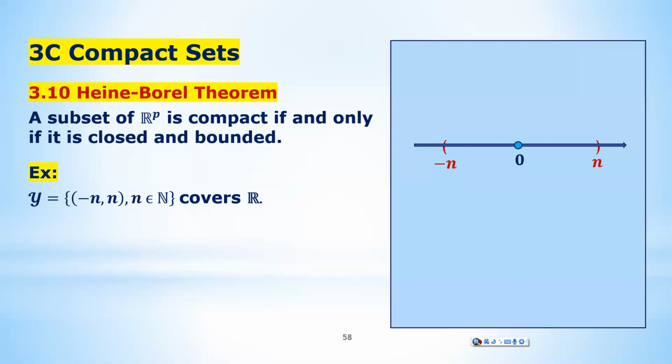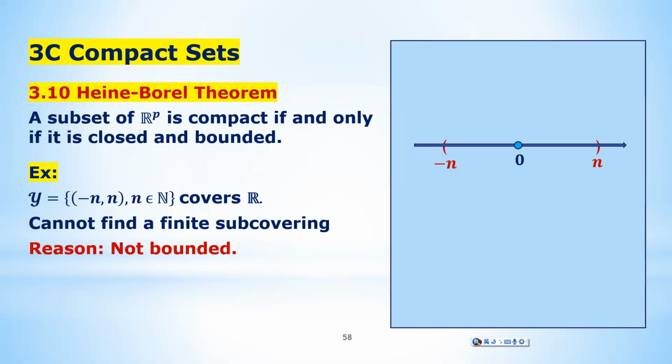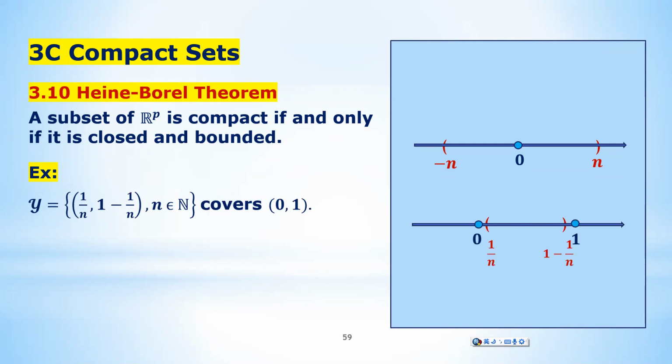Therefore, R itself is not a compact set. The reason is that obviously it is not bounded. So that's why boundedness is so important. Another example is the second one we just studied, the intervals from 1 over n to 1 minus 1 over n, which cover the interval from 0 to 1.